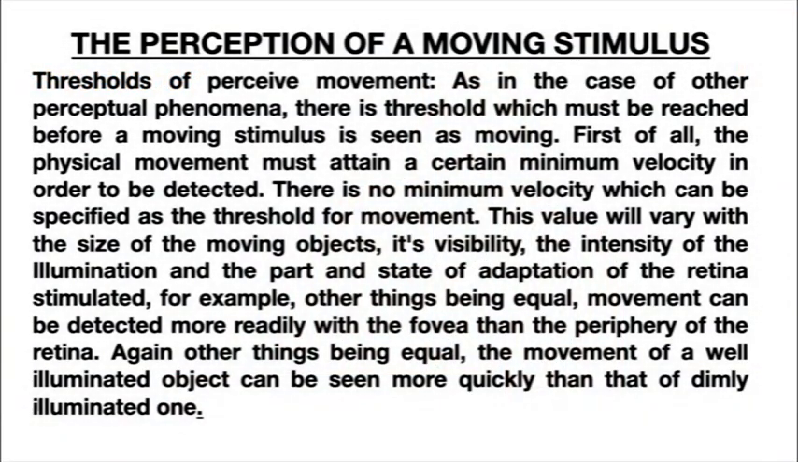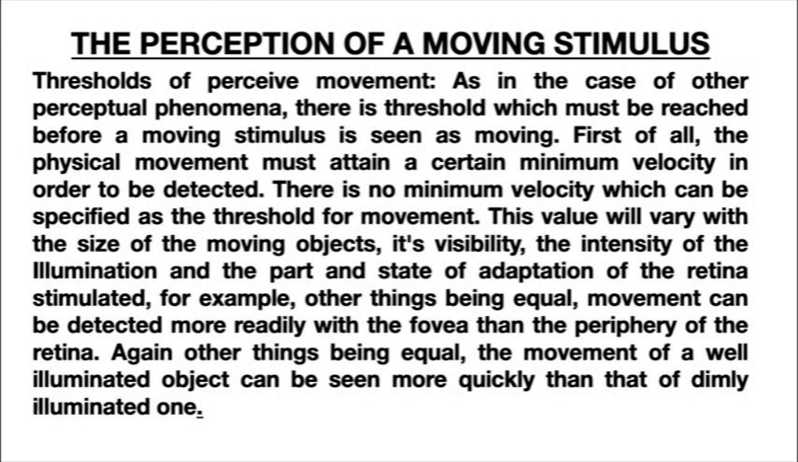This is the point: the object is stationary but still we perceive movement, which we will talk about. So, the perception of a moving stimulus, first of all, thresholds of perceived movement. As in the case of other perceptual phenomena, there is a threshold which must be reached before a moving stimulus is seen as moving. First of all, the physical movement must attain a certain minimum velocity in order to be detected.